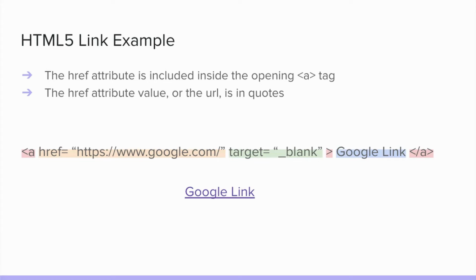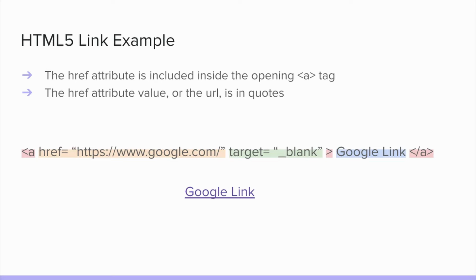Here is an example of an HTML5 link element. Notice how the href attribute is included inside the opening a tag, and that the href attribute value is the URL, google.com, which is in quotations. The target attribute is set to _blank. This means that when the user clicks on the link in this example, it will open google.com on a new tab, which is useful in many cases.